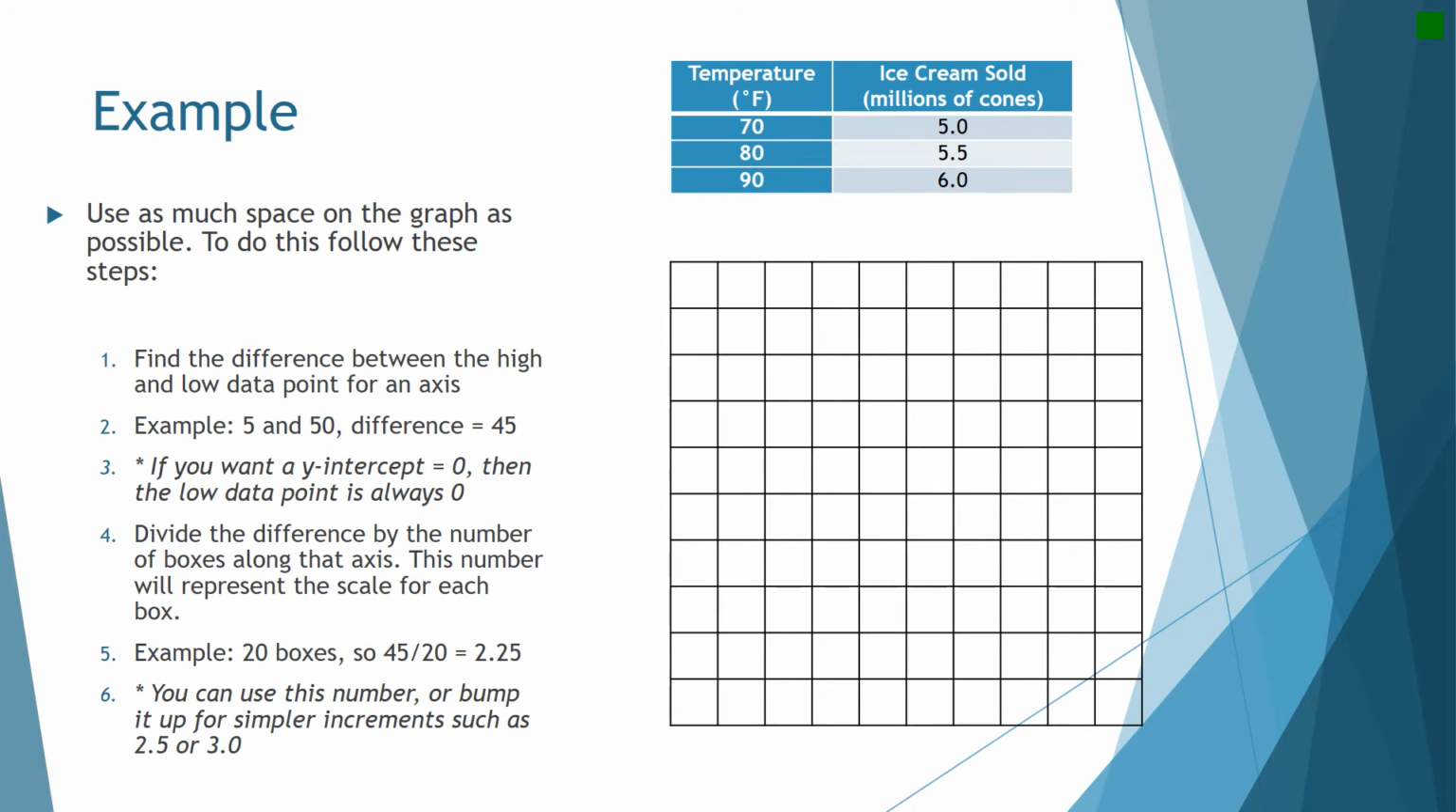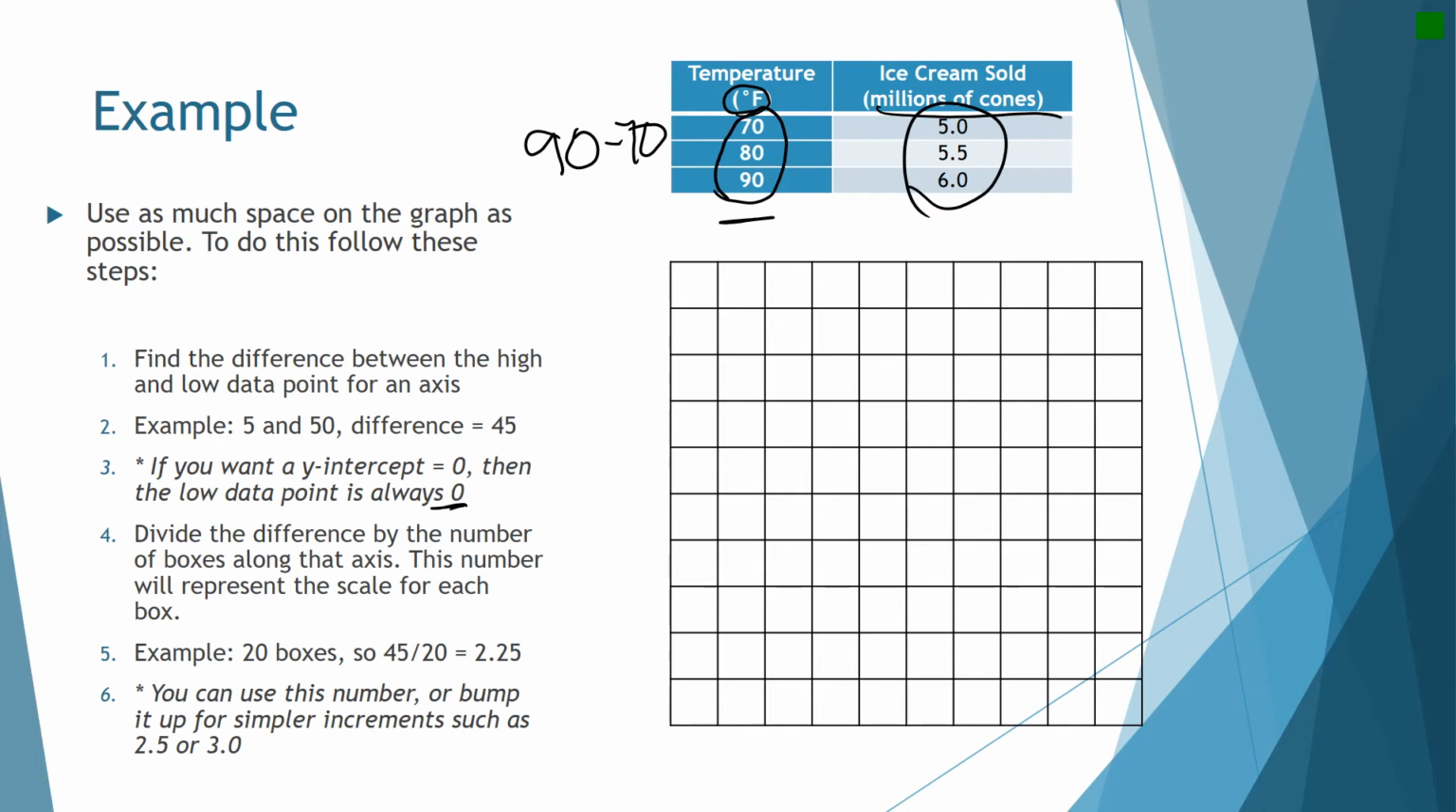Okay, so in order to set it up and make sure that you are using as much space as possible, follow these directions. So first, find the difference between the high and low data point for an axis. So we're going to take the difference of these guys. So we're going to take 90 minus 70. Okay. So the example is take the difference, we got that. Okay, if you want a y-intercept of 0, 0, then we don't care yet, because we're not going to make these equal to 0. So we didn't take measurements at 0 degrees Fahrenheit, so we're not going to bother putting it there. Okay, and we also don't know when millions of ice cream cones would be sold, so we're not going to deal with that. We're just going to take these values and not force it at 0, 0.